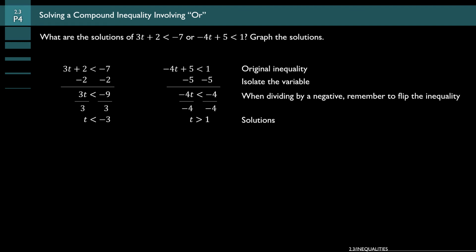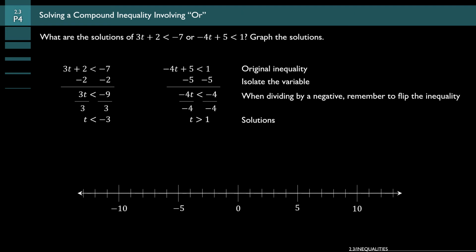So we believe that these are our solutions. So what we want to do is go ahead and graph these. You have a less than sign and a greater than sign, so both circles are going to be open circles. One is going to be placed at negative 3, and the other is going to be placed at 1.